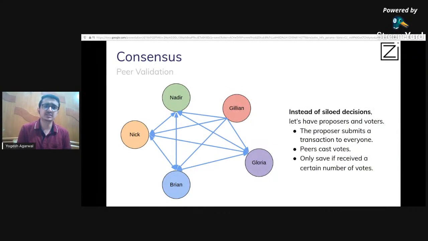So what's the solution? The solution is peer-to-peer validation. Instead of just accepting whatever transactions are coming to us, we can verify. In this system, suppose Gillian does a transaction, then Gillian proposes that transaction to all the nodes in the network, and all the nodes will check whether this transaction is valid or not. Once a certain number of nodes validates it, only then does that transaction get accepted by all the nodes in the blockchain. That certain number can be anything, depending on different consensus mechanisms. Generally it is more than half. So if 51% of the people say that something is correct or wrong, then that is the final decision of the entire network.